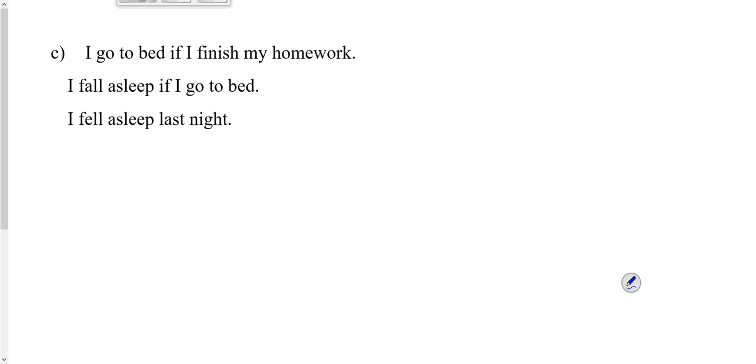But then they said that they fell asleep last night. They actually didn't say that they fell asleep in bed, just that they fell asleep. So we actually can't conclude anything. Maybe they fell asleep at their desk trying to do their homework, and they never finished it. Maybe they fell asleep watching TV. We don't know. So we actually cannot conclude anything.